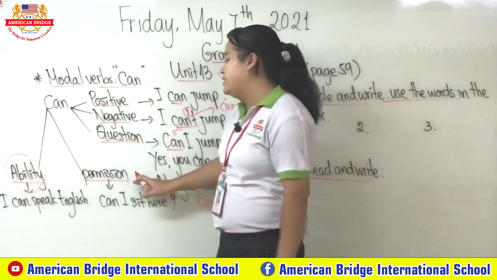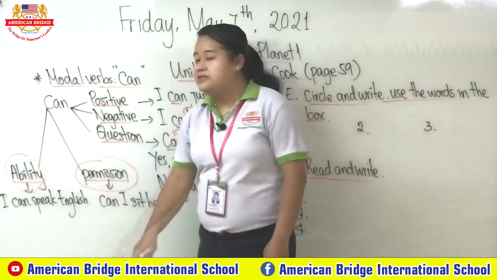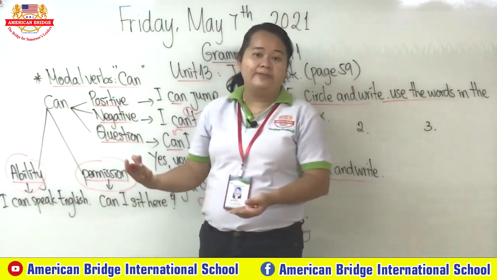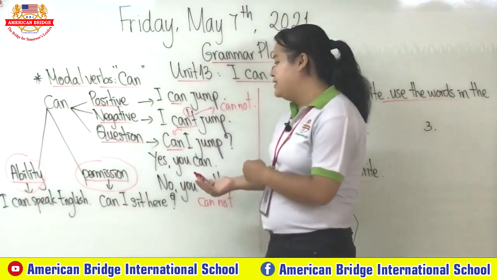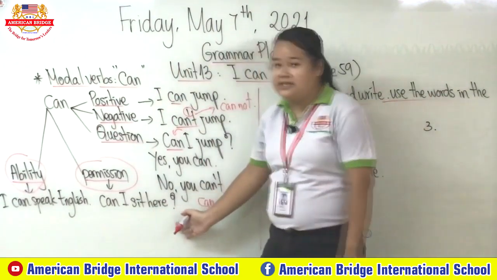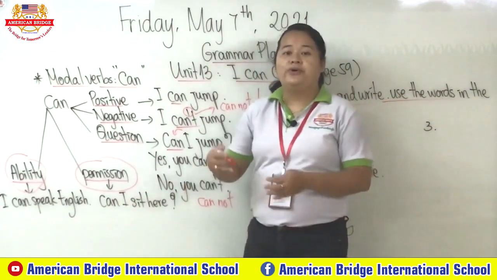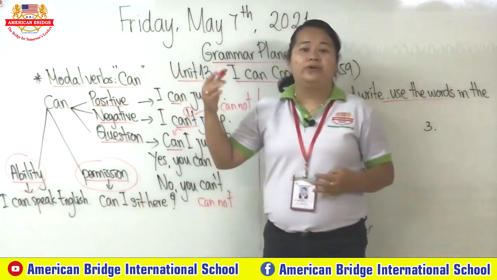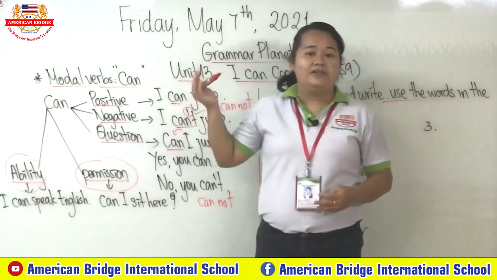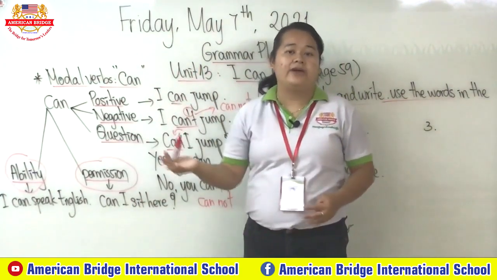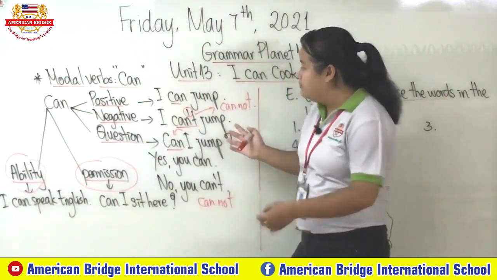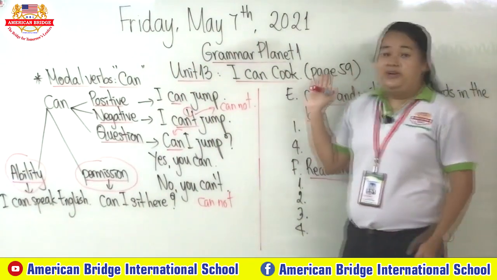Okay, and permission. Permission, as you know already, is like asking something of someone, right? Or you ask someone first before you do it, right? Example: Can I sit here? Can I borrow your marker? Or can I borrow your money? So it's about permission. You need to ask someone, right? To be polite, right?